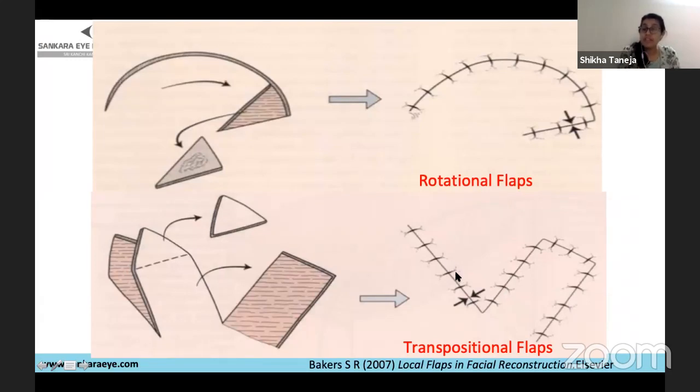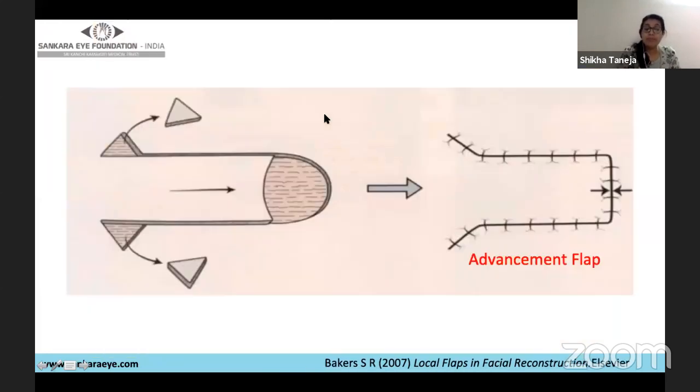This is a transpositional flap. Next is the advancement flap, which is very common, and we all unknowingly use it. Whenever we are doing direct suturing, we tend to feel that slight undermining is required, and then we slide it on and suture the skin or orbicularis tissue. That is what is actually an advancement flap. We undermine the tissue and just slide it across and suture. So this is what an advancement flap is.